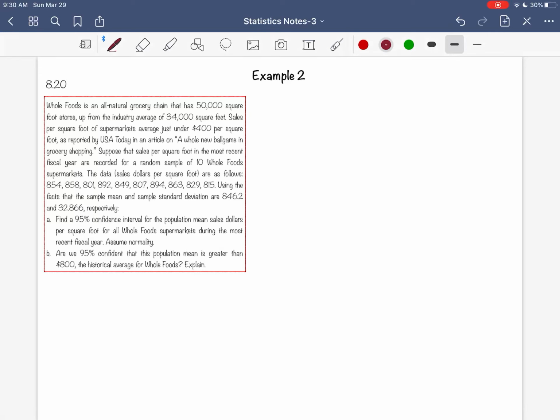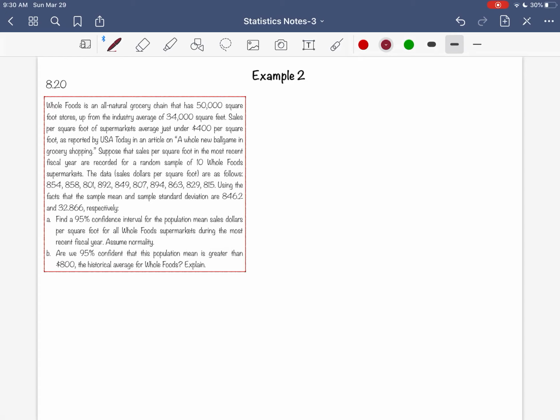Okay, so jumping right back into another example from chapter 8. This one revolves around Whole Foods, the all natural grocery chain. Won't bore you with reading the problem, you can do that yourself. Essentially, this is a comparison between the Whole Foods stores versus other stores.